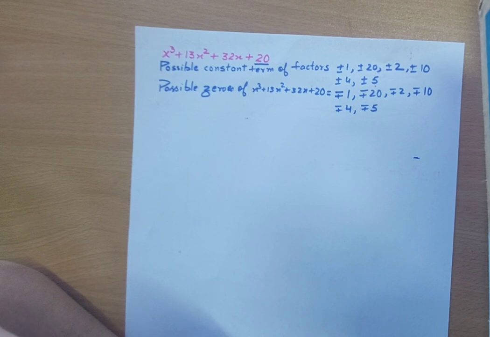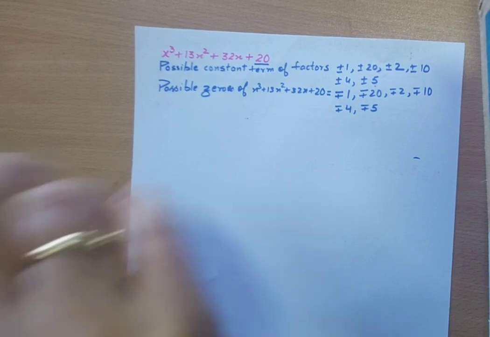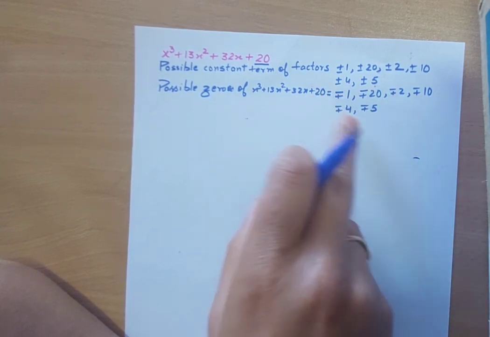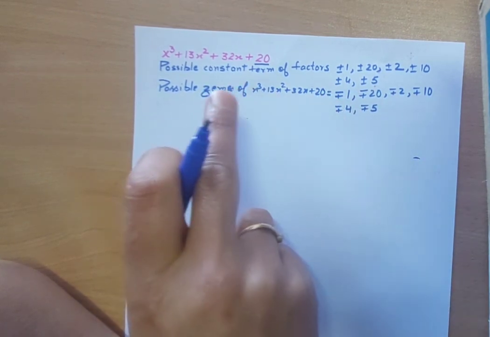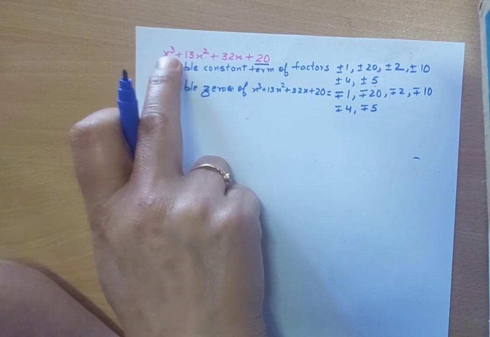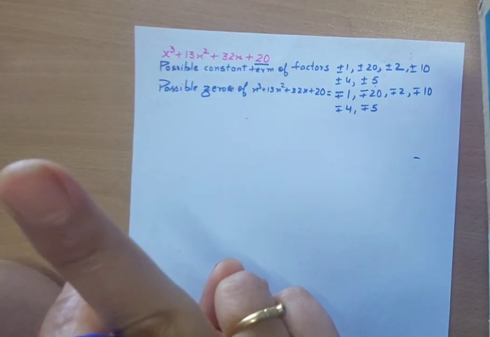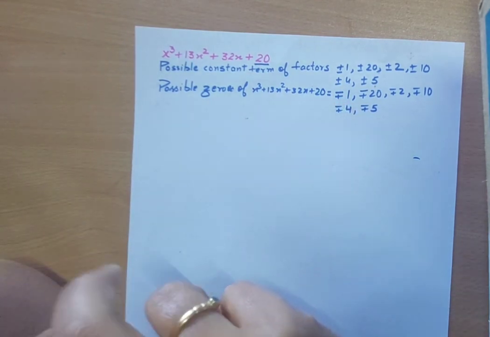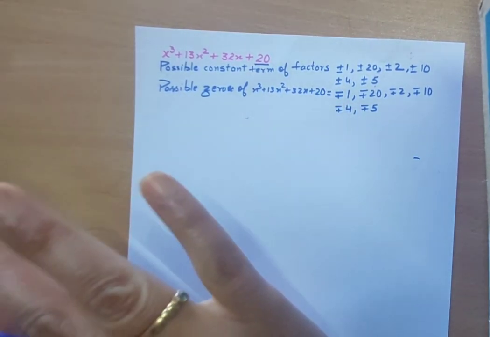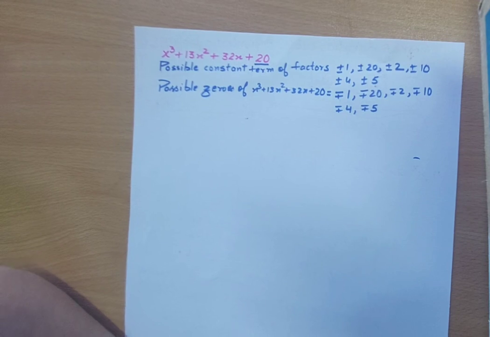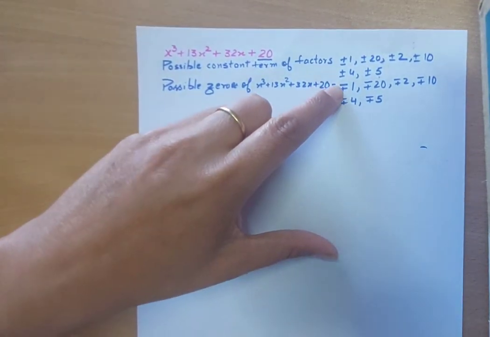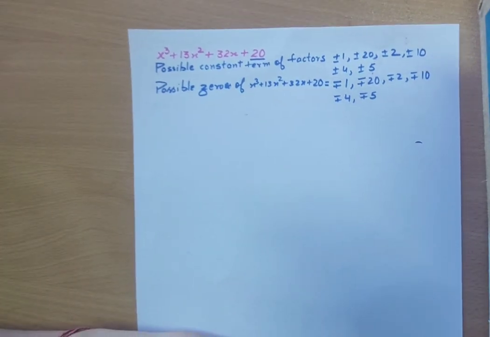Now here comes the part where we have to start checking which one makes it 0. Do we have to check with all of them? Actually not, because we just want to get one zero of this. When we get one factor, we can easily find the others, which I'll tell you later. Let's proceed with checking. We'll start with minus and plus 1 because they are easy to substitute.